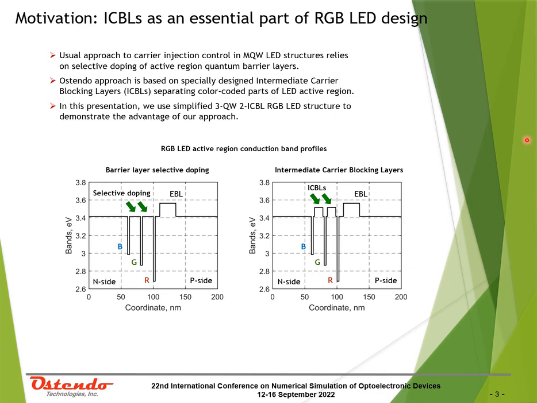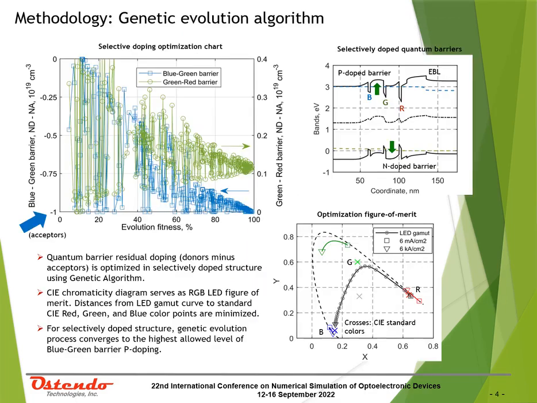For simulation, we take an example 3 quantum well LED active region with two intermediate carrier blocking layers. This simple layout does not exactly represent the actual proprietary standard design, but is very illustrative and allows a minimum number of optimization variables. We will compare optimization results of the selectively doped structure with optimization results for the Ostendo ICBL structure and demonstrate the advantage of our approach. For structure optimization, we use a genetic algorithm which imitates biological evolution in multi-parametric systems.